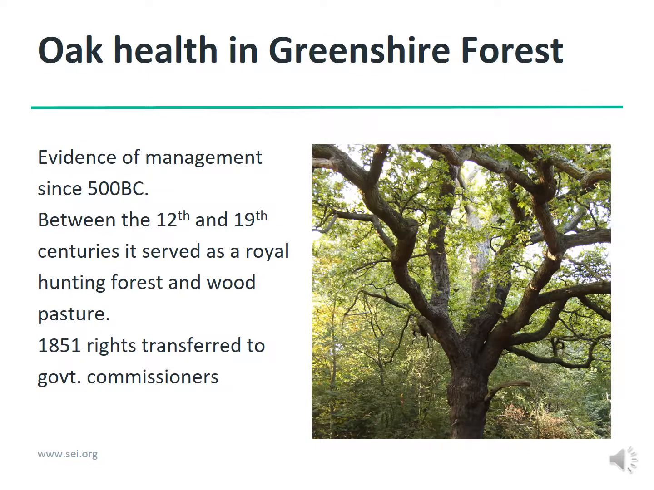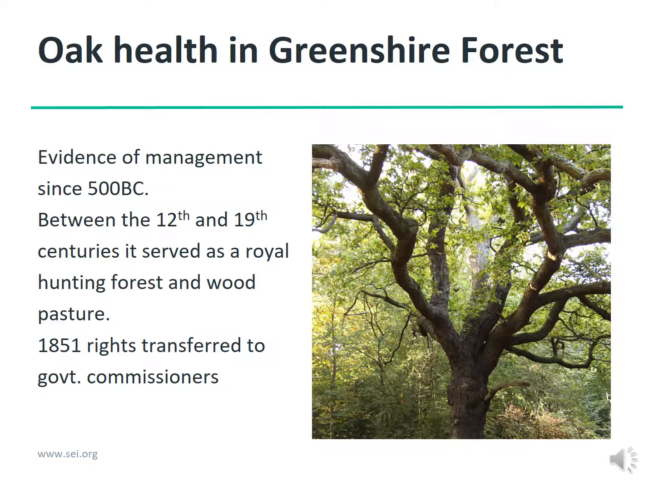Greenshire Forest is in the south of England and is a very ancient woodland with evidence of management since about 500 BC. Between the 12th and the 19th centuries, it served as a royal hunting forest and woodland pasture. And during that time, the commoners of the forest held rights to grazing and to the gathering of branches through the practice of pollarding. So how pollarding works is that once a tree has reached a certain age, the branches will be cut down and used either for timber or to allow animals to graze on the leaves. And then those branches will regrow and will be cut on a cycle of about 15 years.